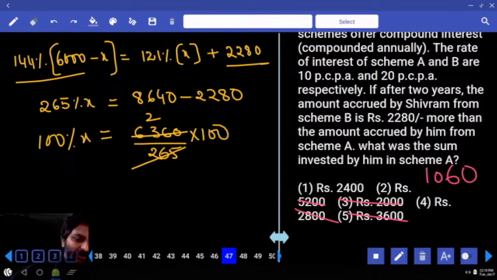అయిపోయిందా? 2400. That's it. Anything else left? ఏంటమ్మా?